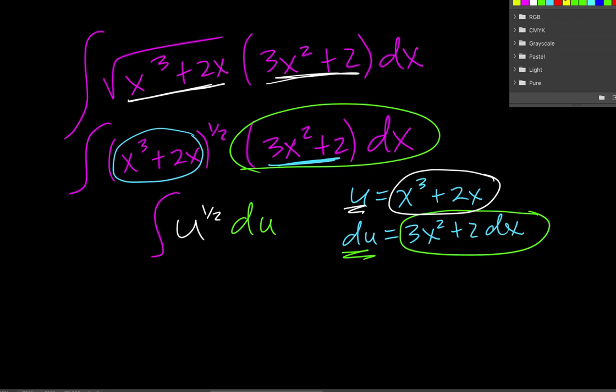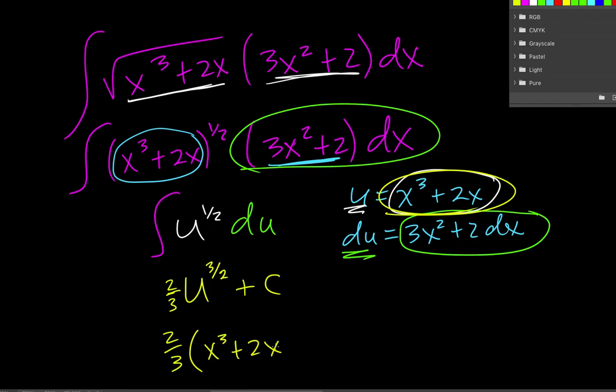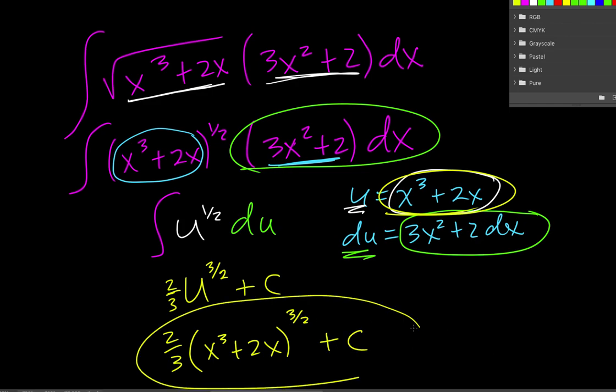Okay? Now we just go through the regular rules of antiderivatives, etc. And so we raise this by 1, becomes 3 halves, divide by the new exponent or multiply by the reciprocal. Okay, and then we have plus c right there. And then the final step is just replace u with the value for u. So 2/3 times that, like that. And then plus c, and that's everything.